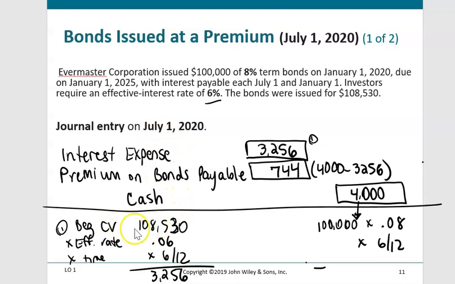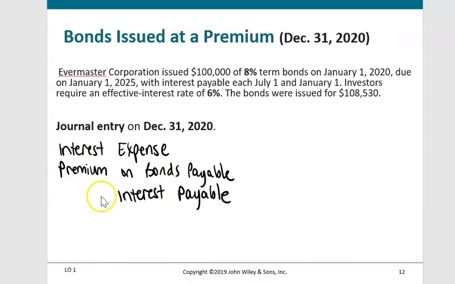On July 1st, we used a beginning carrying value of 108,530, but by December 31st, the beginning carrying value is no longer 108,530 because we booked this entry here, specifically this debit to premium, which caused the carrying value to decrease, right? Because what is carrying value? We take the bonds payable, 100,000, and add the premium, the total premium amount, to get the carrying value. So what is the balance in the premium account?